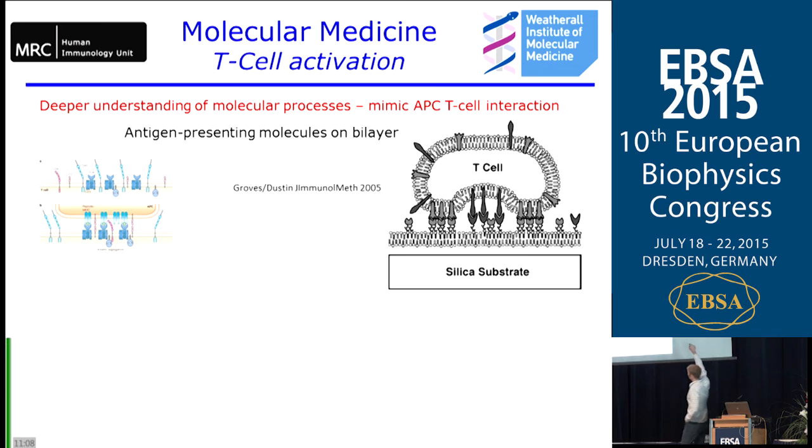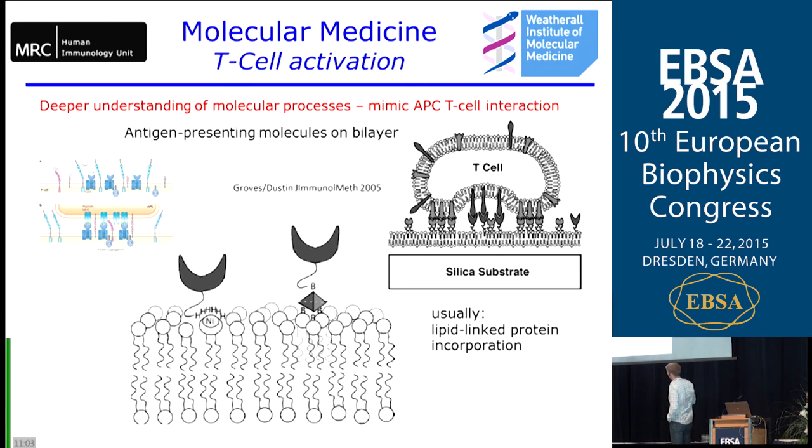So, they used the bilayer system on the glass substrate, and they put the T cell on top. And they incorporated these antigen-presenting molecules into the membrane. But they did this usually through artificial lipid-linked protein incorporation. So those molecules don't really see a real membrane environment, these antigen-presenting molecules. But remember, we also want to investigate the influence of the lipids in here. So we couldn't do this because it doesn't show its transmembrane region here.